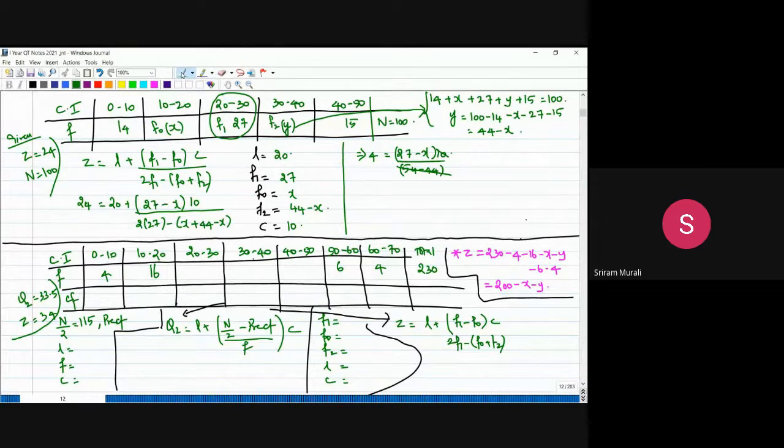Now this is cancelled. What should be your x? x will be equal to 23. If x is 23, what can y be? y is 44 minus 23, that is equal to 21. Is it clear? Yes, sir. Shall I go to the next question?